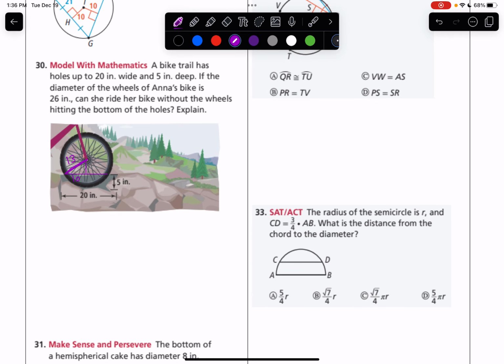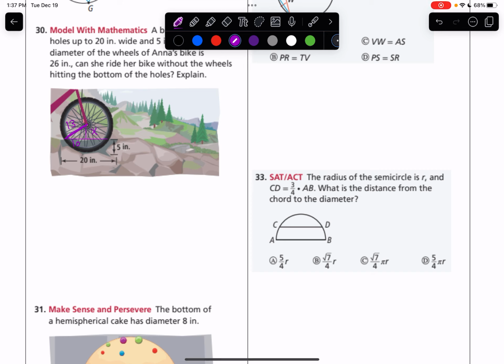And I need to figure out what is the amount that my bike tire goes into the hole. That's basically what I'm looking for. I'm looking for this x right here. So let me redraw this in a place where you can see it. So I've got this right triangle. I know that half the chord is 10 because that's half the width of the hole. And I know that the radius is 13. So I just need to find the depth that the bike is sticking out of the hole to figure out if the rest of the bike is more or less than 5 inches in the hole.